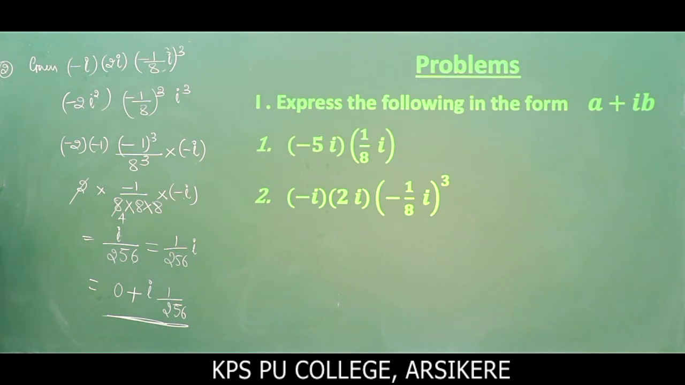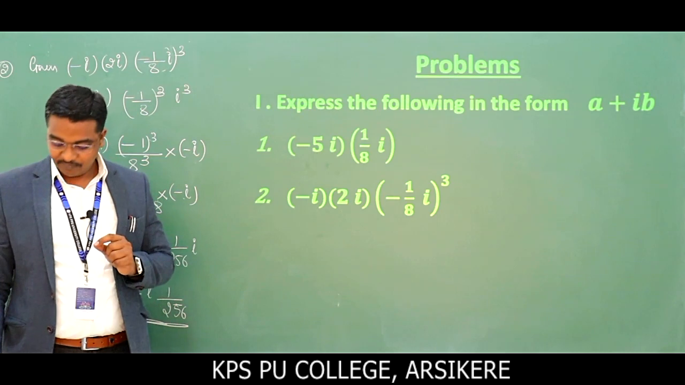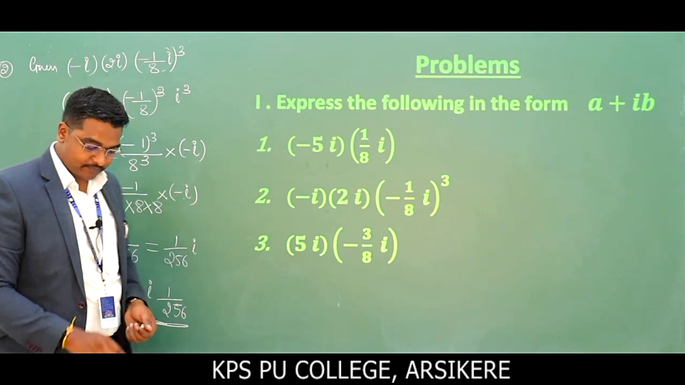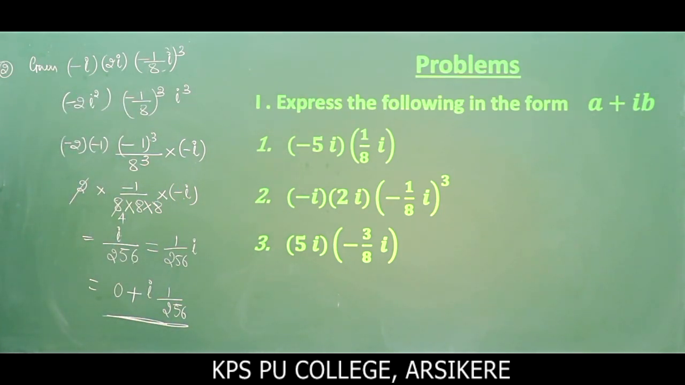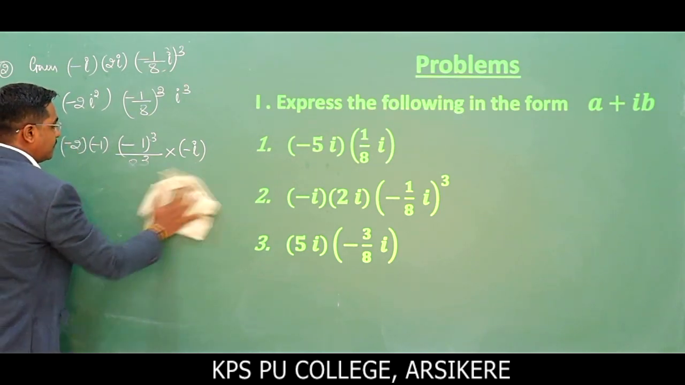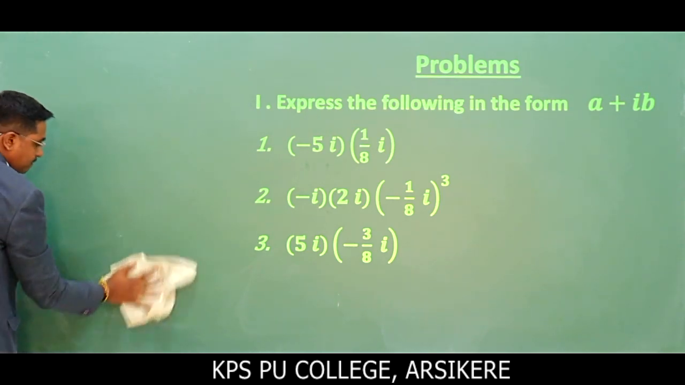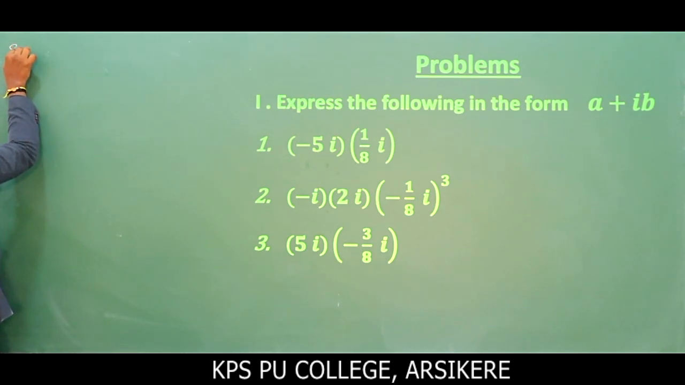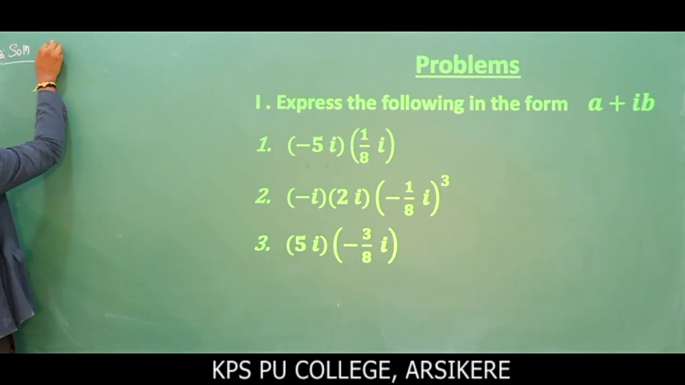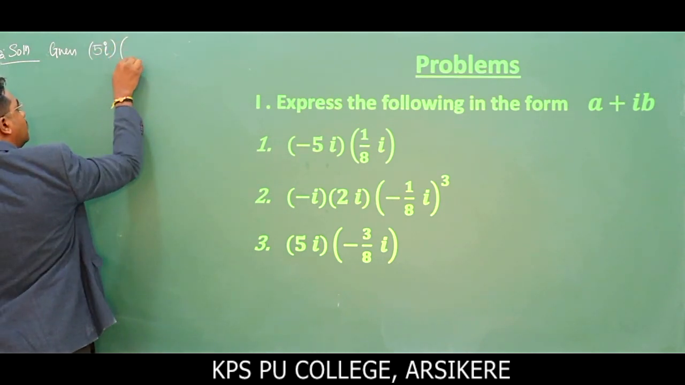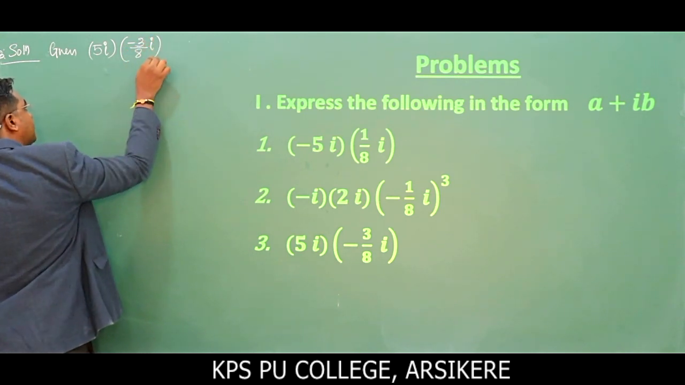Okay. Now we are moving to the third problem. The same thing. The problem here is 5i into minus 3 divided by 8 i. Third problem. Solution for the third question. Given 5i into minus 3 divided by 8 into i.